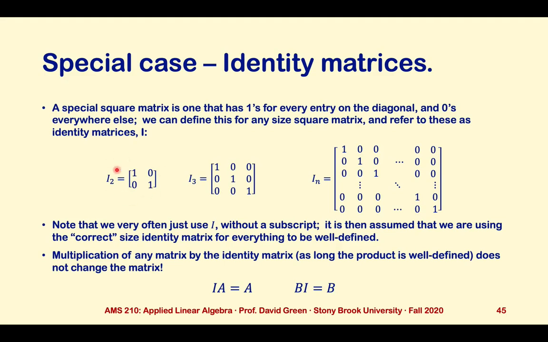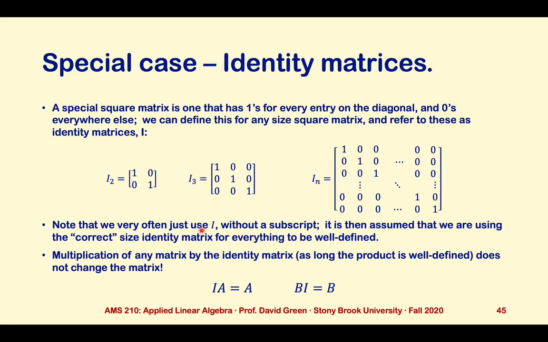2 by 2, 3 by 3, and n by n. And if we need to, we can use a subscript so that we know which identity matrix we're talking about, which size, although very often we just use I and it's assumed that we know the right size, or that we're using the right size for things to make sense for our problem.